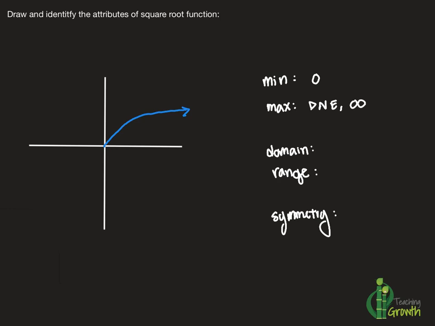The domain is x is greater than or equal to 0. The range is y is greater than or equal to 0. And the symmetry does not exist. It is not symmetrical about the x, y, or around the origin. One last thing I forgot to mention is the intercepts. And in this case, the square root function does not have an x or a y intercept.